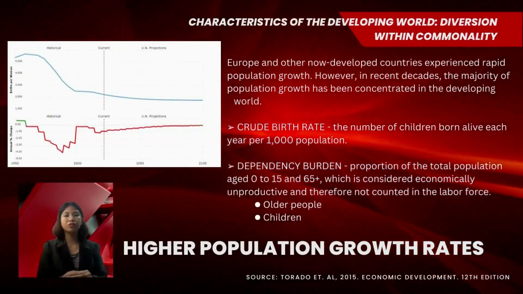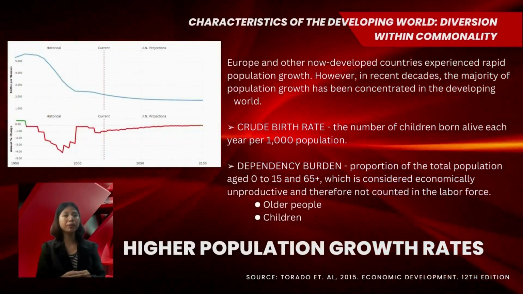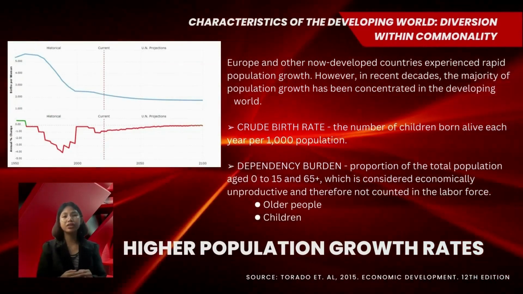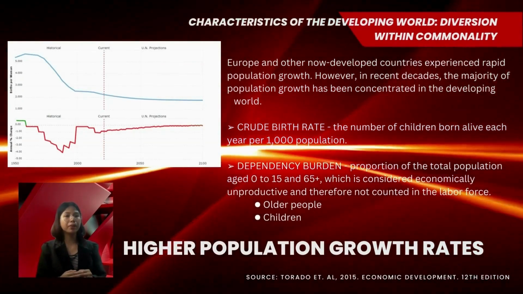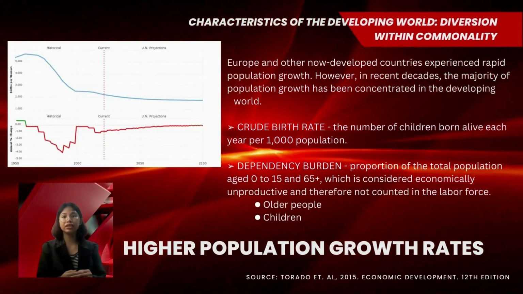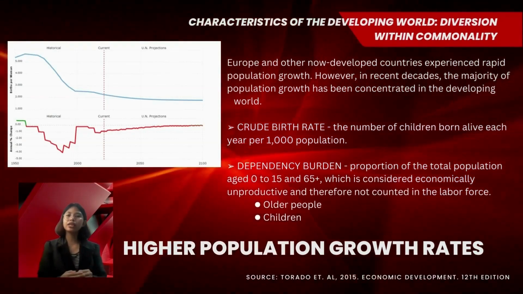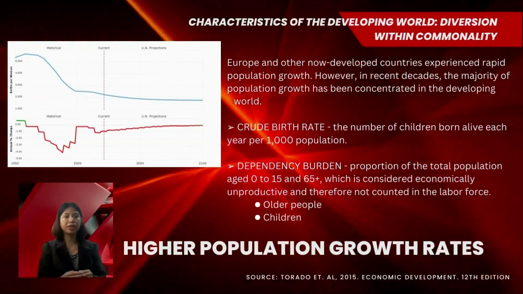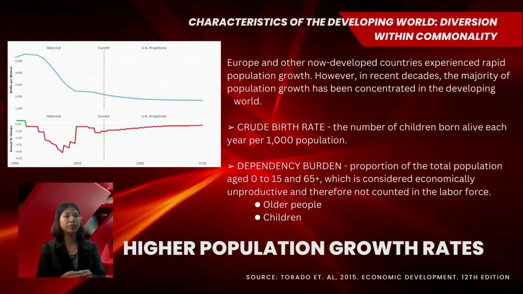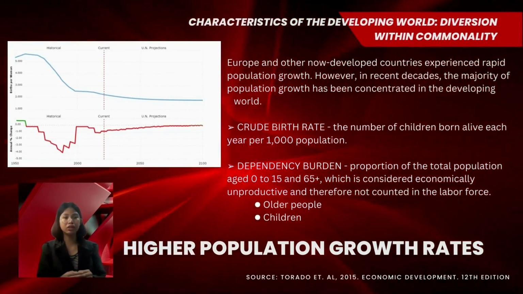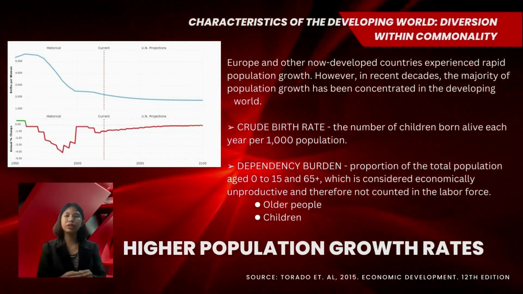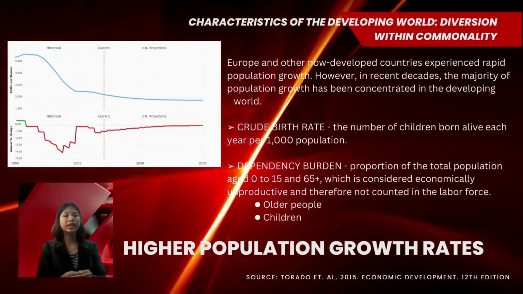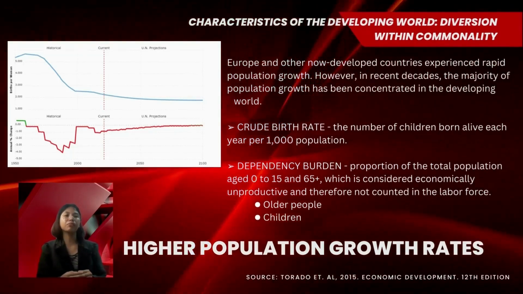Europe and other now developed countries experience rapid population growth. However, in recent decades, the majority of population growth has been concentrated in the developing world. Middle-income developing countries exhibit greater variation, with some achieving lower birth rates comparable to those found in rich countries. The birth rate in low-income countries is roughly 3 times that of high-income countries.